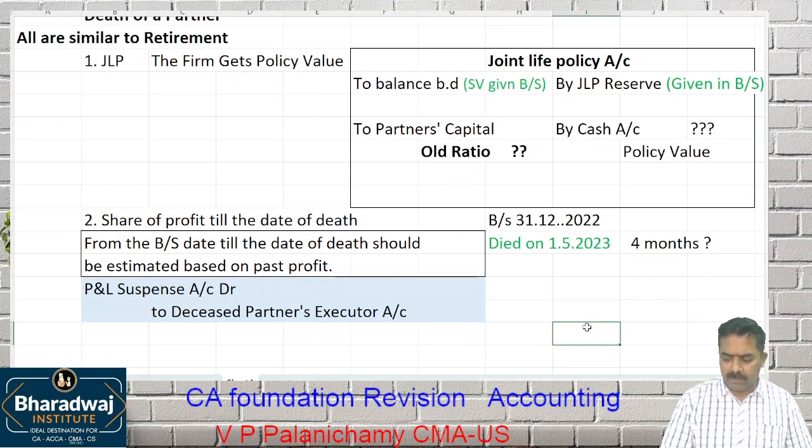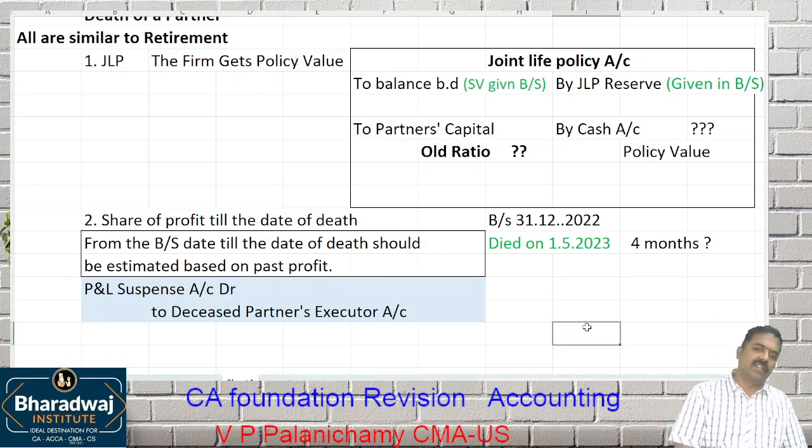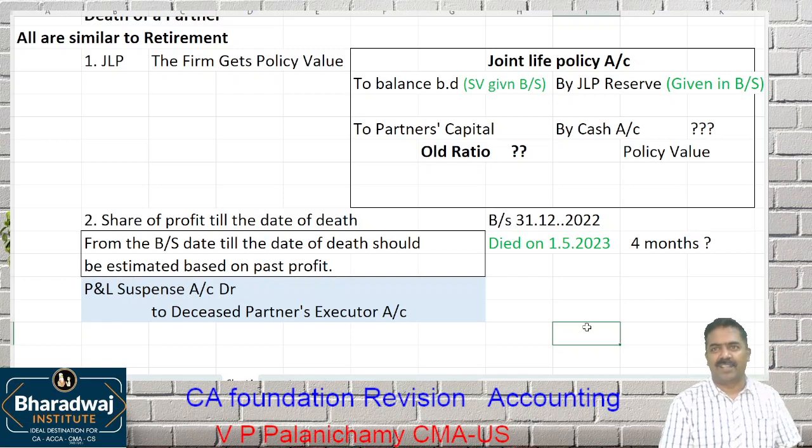Take up this, then we will proceed. Take up this. Go through the June 2023 question paper, which was really a challenging paper for, of course, 20 marks. Death of a partner. It was a very, very lengthy question. And you have to prepare final accounts for 1 year.